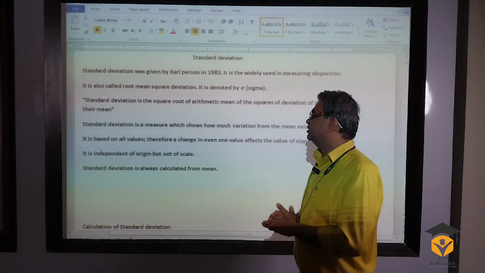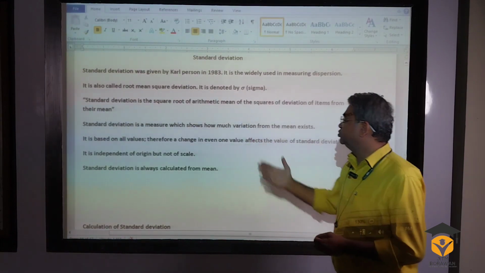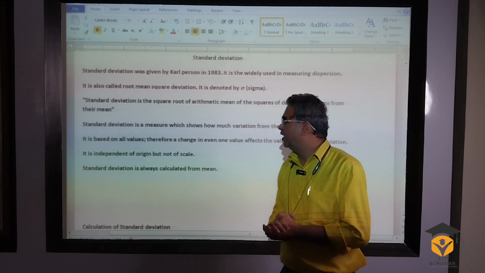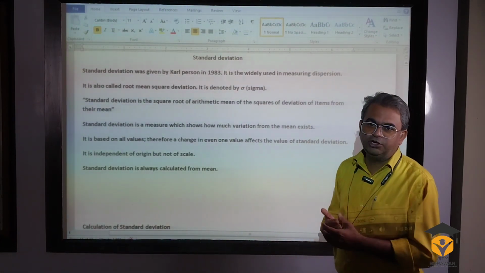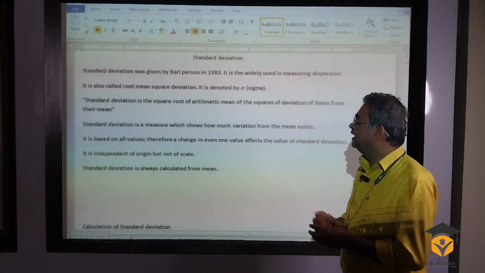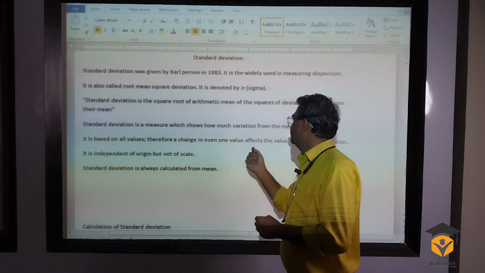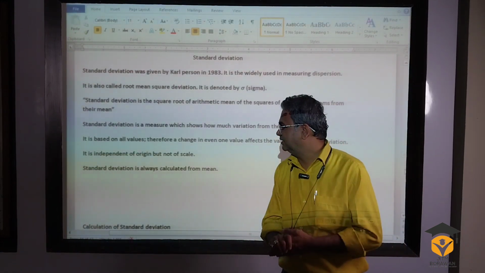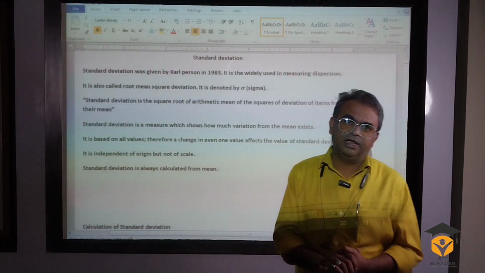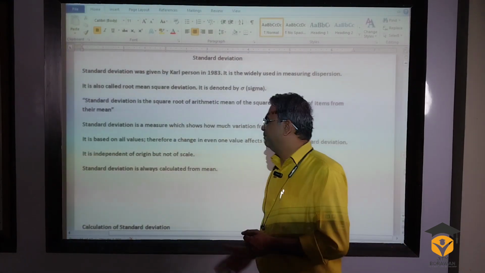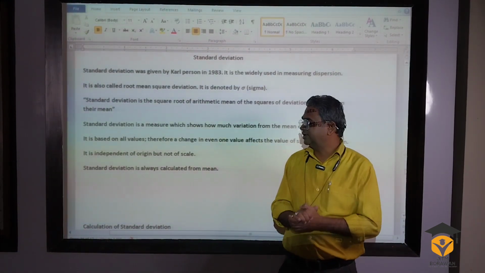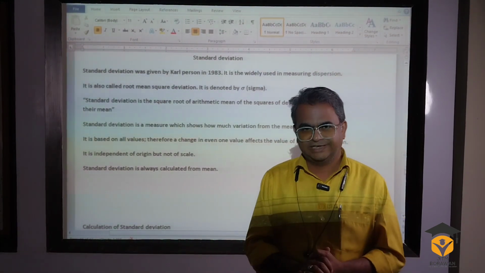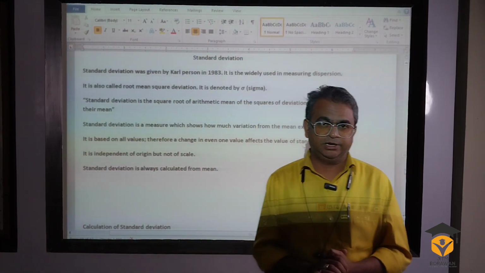Standard deviation is a measure which shows how much variation from the mean exists. It is based on all the values of the observations. Therefore, a change in even one value affects the value of the standard deviation. And the standard deviation is independent of the origin, but it is not independent of the scale. As I said, it is always calculated through the arithmetic mean.